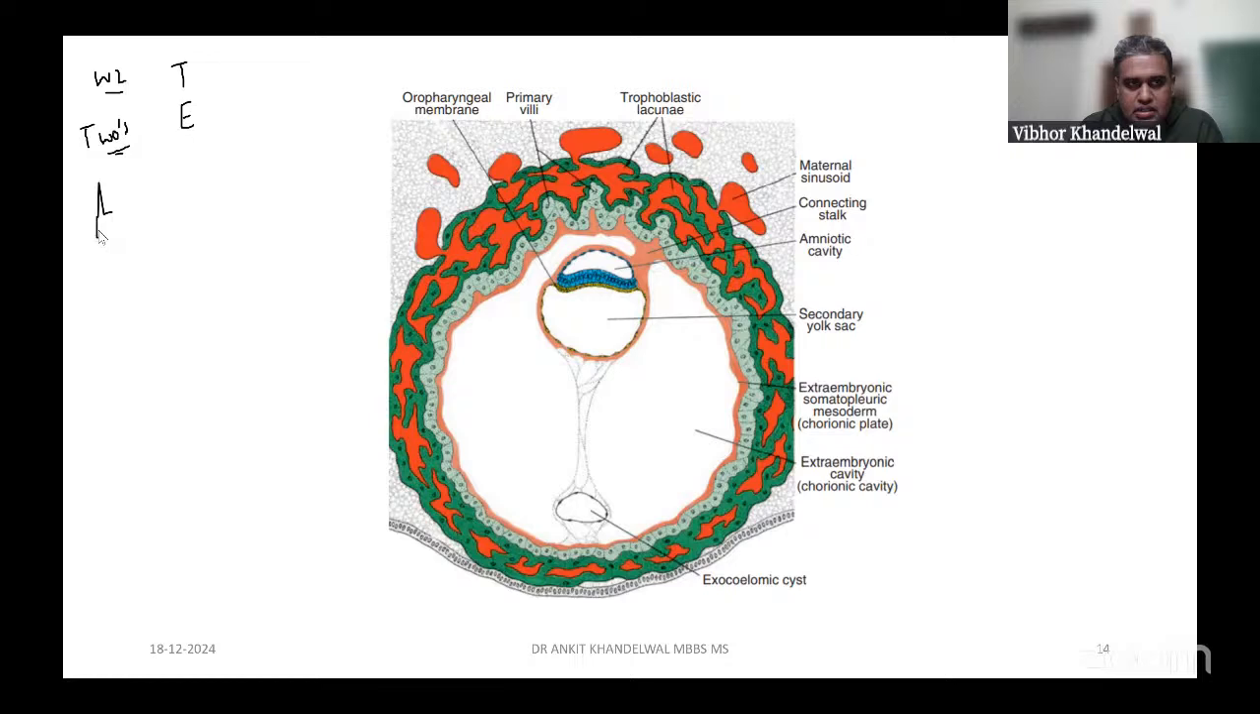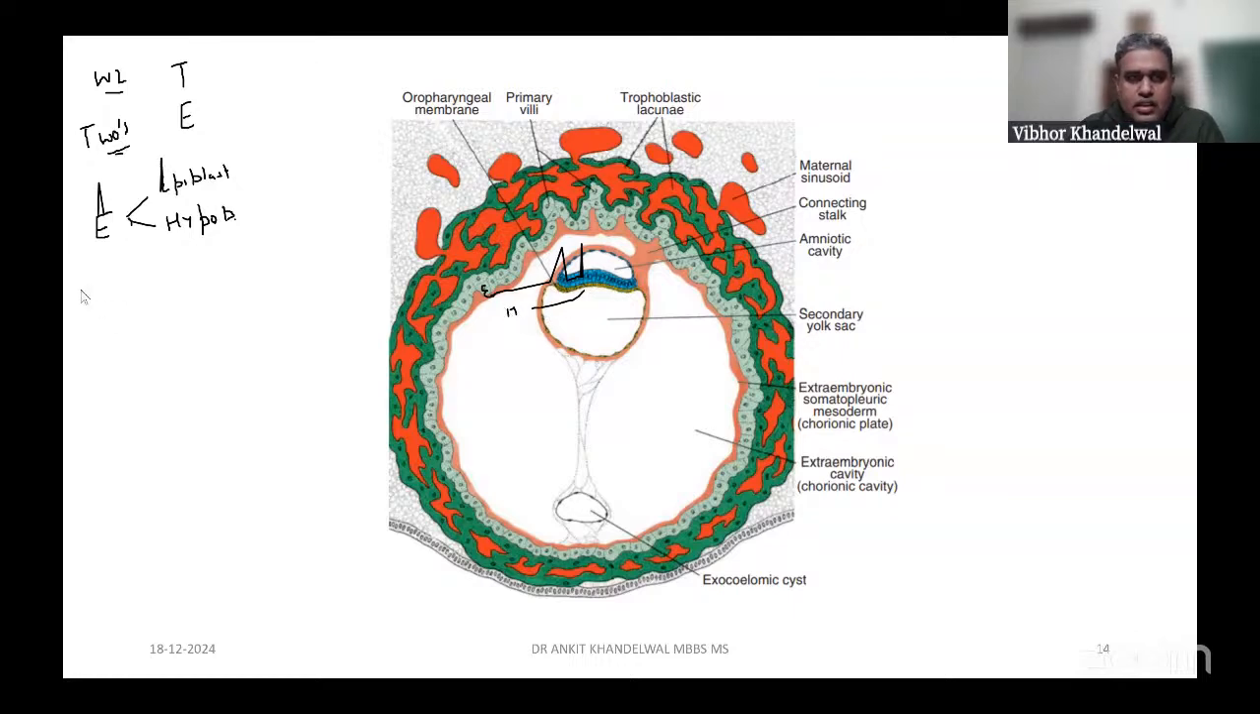Now this embryoblast will divide into a layer known as epiblast, epi meaning sitting above, and another layer of cells known as hypoblast, hypo meaning sitting below. Epiblast and hypoblast. In this image, what do you see? This blue color is the epiblast, and this small greenish color over here is the hypoblast.